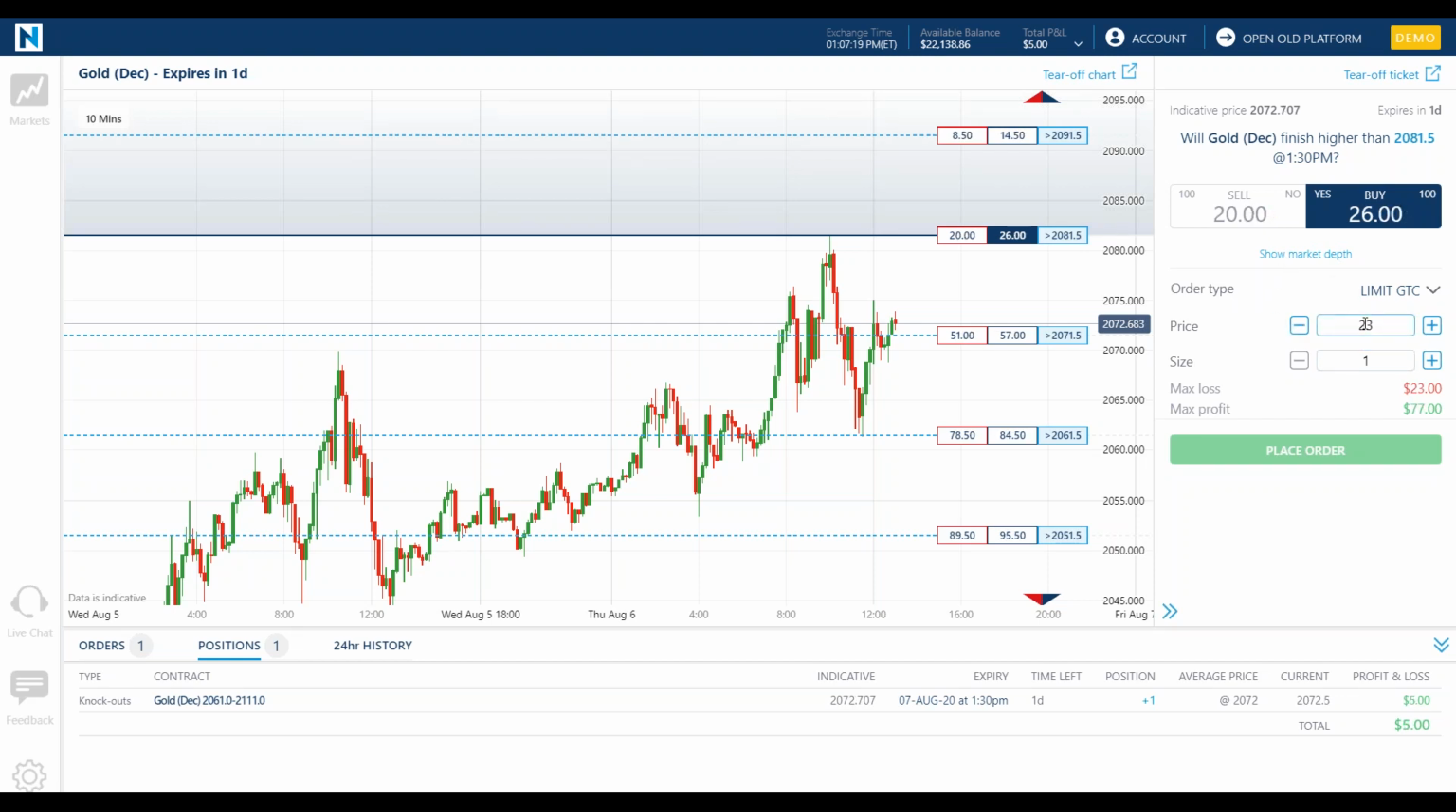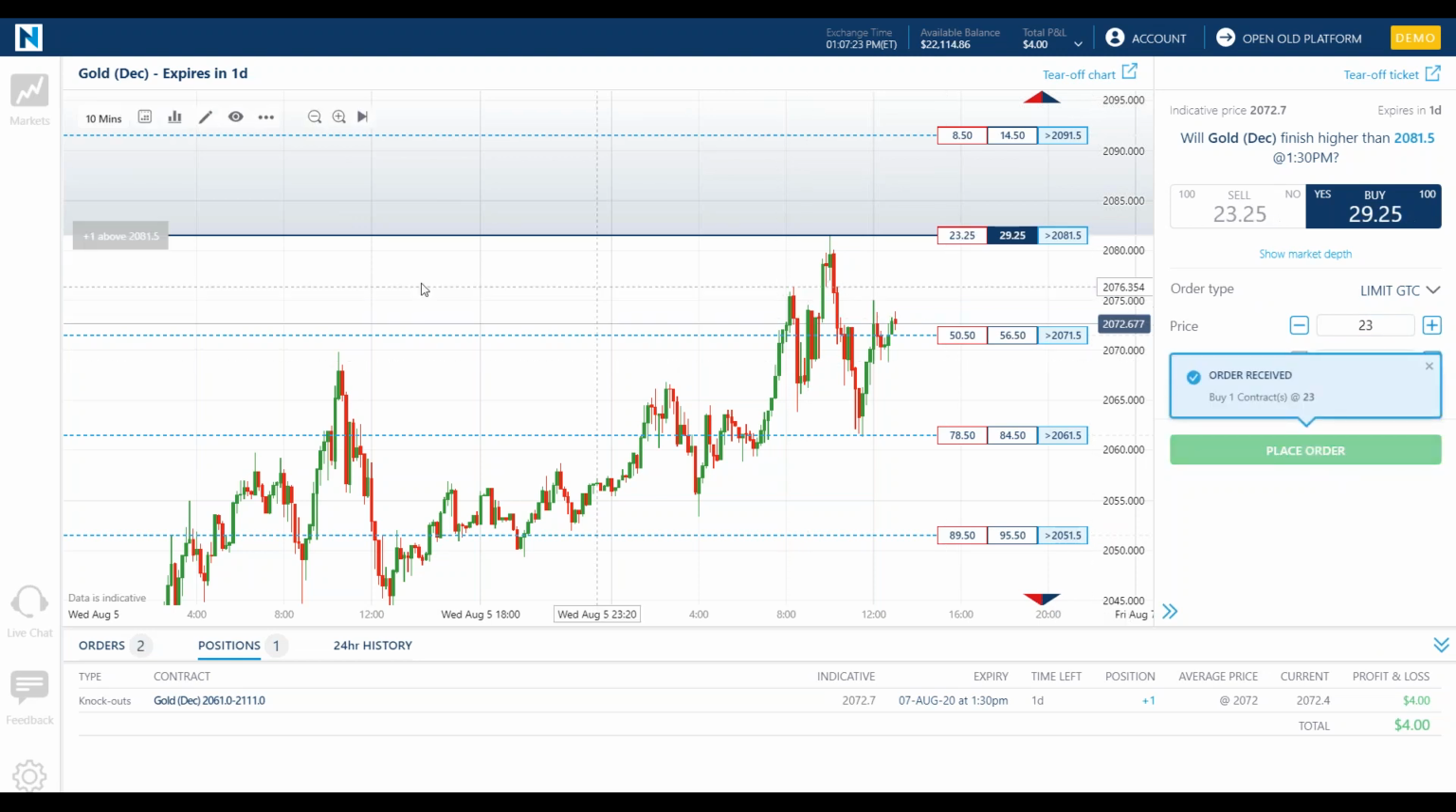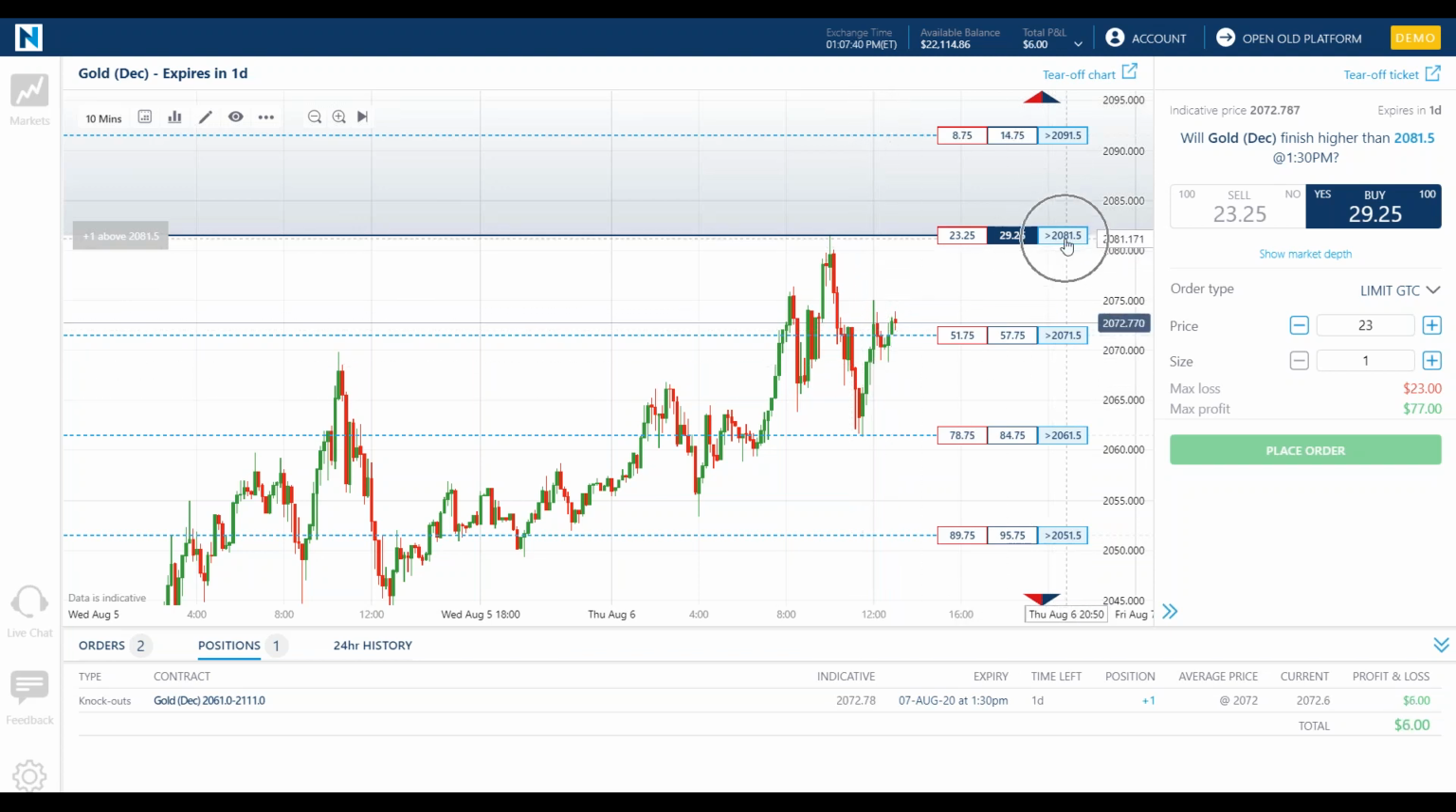Let's pick 23, right between the bid-ask spread. In fact, I'm going to go ahead and place that order. Notice on my chart on the binaries, it tells me I'm trying to buy one here, but I'd pay 23. I would be only risking 23. It has to rally up and get above 2081 and a half in the next day. If it settles above 2081.50, this contract would go to 100.